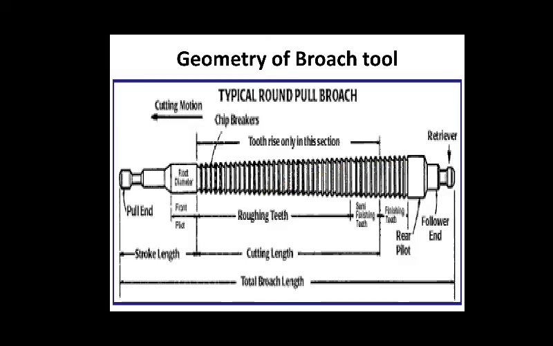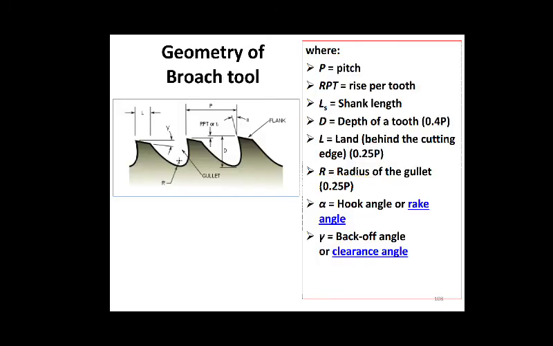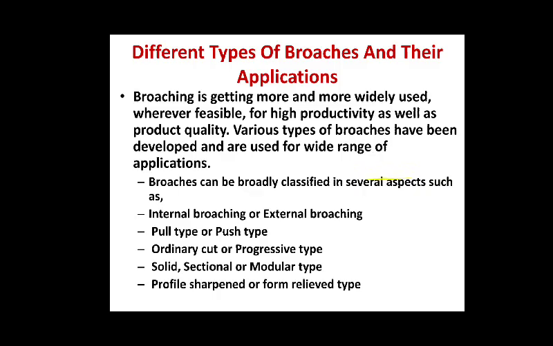This is the geometry of a broach tool. Here you can see the pitch and shank length. Now the different types of broaches and their applications. Broaching is getting more and more widely used wherever feasible. For high productivity as well as product quality, various types of broaches have been developed and are used for a wide range of applications. Broaches can be broadly classified in several aspects, such as internal broaching or external broaching, push type or pull type, ordinary cut or progressive type, solid, sectional or modular type, profile sharpened or form relieved type.